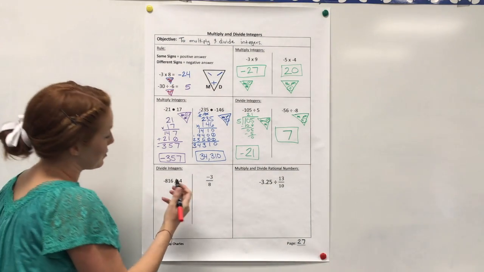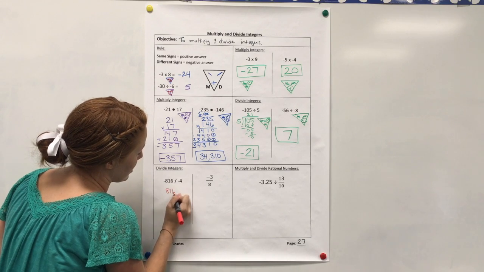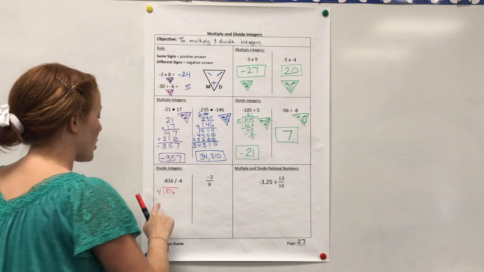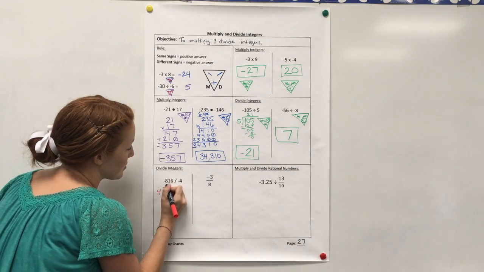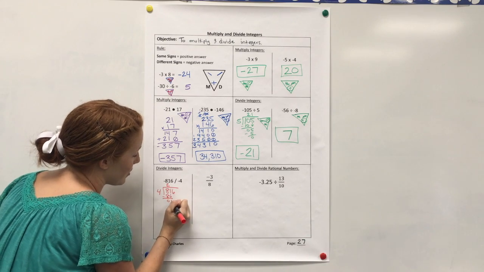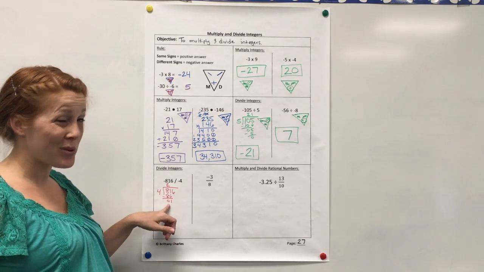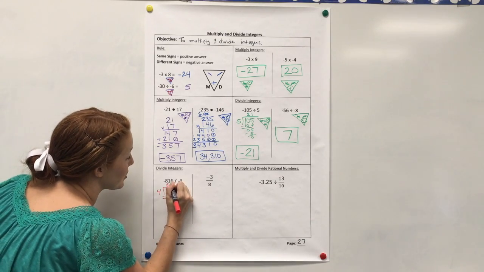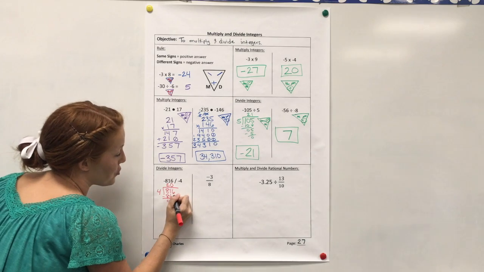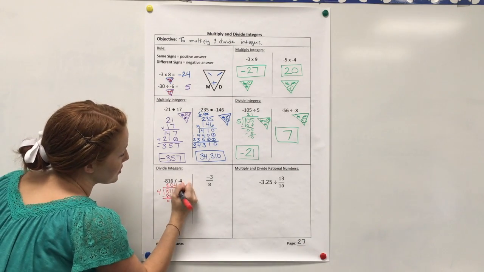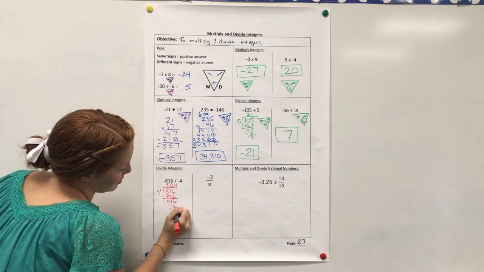All right. So, 816 divided by 4. First, let's see if we divided correctly. 4 goes into 8 twice, which is 8. I bring down the 1. 4 does not go into 1. It goes in 0 times, so hopefully you didn't forget to put your 0 up there before you brought down the 6. 4 goes into 16 4 times, which is 16.